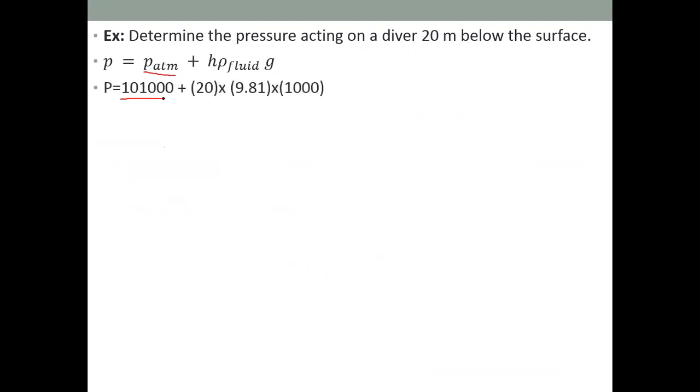Determine the pressure acting on a diver 20 meters below the surface. Here we are going to use this formula: pressure equals atmospheric pressure plus liquid pressure. Remember, the atmospheric pressure is 101,000 Pascal, plus 20 times 9.81 times 1,000. When you do that, you find around 301,000 Pascal, or when you convert this to kilopascal, you divide by 1,000, so they cancel out, and you have 301 kilopascal.